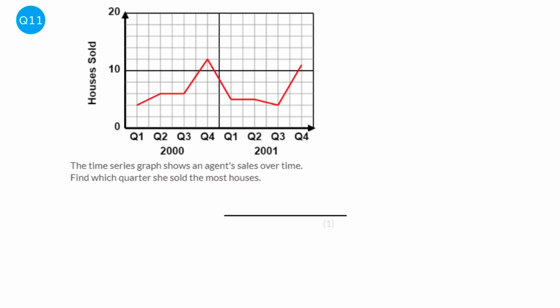So if we look at the graph, this point here is the biggest. This one comes close, but it's not the biggest. So the biggest would be this one. And if we draw a line down from there, now we might think that it's enough to say Q4, but actually there's 2 Q4s here, so we must state the year as well. So Q4 in the year 2000.